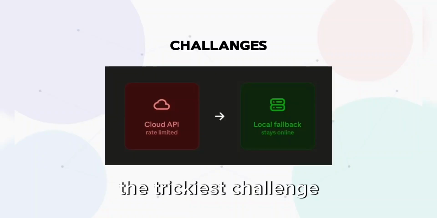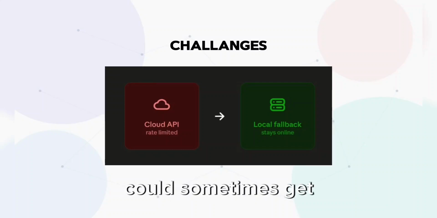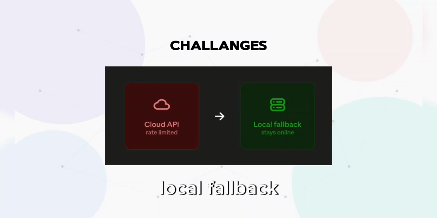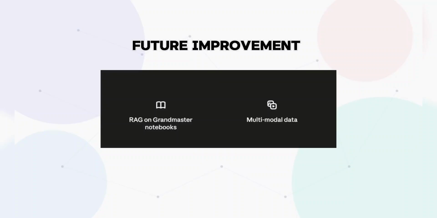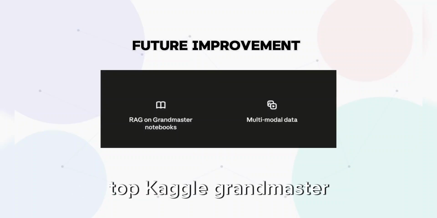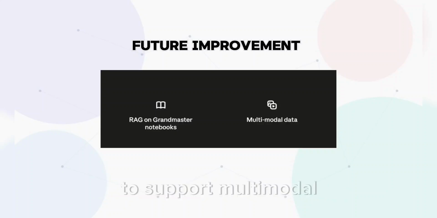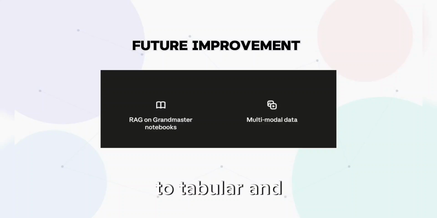The trickiest challenge was handling API rate limits. Heavy profiling jobs could sometimes get throttled, so I added graceful failure states in the interface along with a local fallback, ensuring the application continues working even when cloud calls fail. Looking ahead, I'd love to add retrieval augmented generation using top Kaggle Grandmaster notebooks, so the recommendations become even more specific. I'd also like to support multimodal datasets, including images and audio, in addition to tabular and text data.